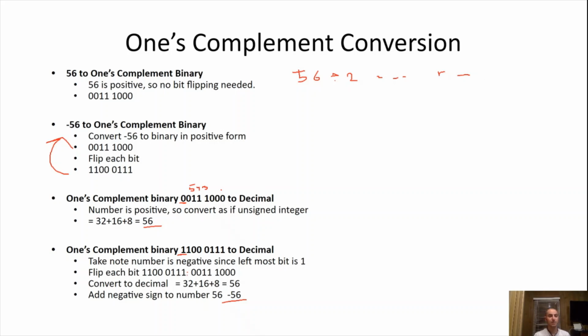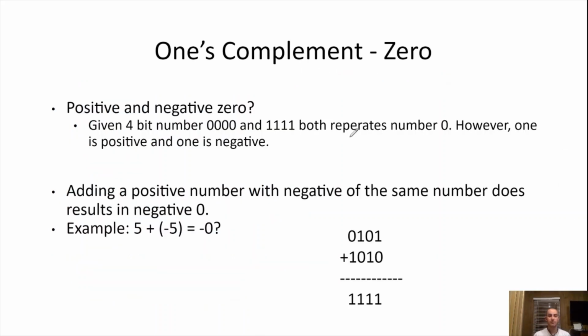So basically, that's all the cases that you can work with in one's complement. What is the case now with the 0?